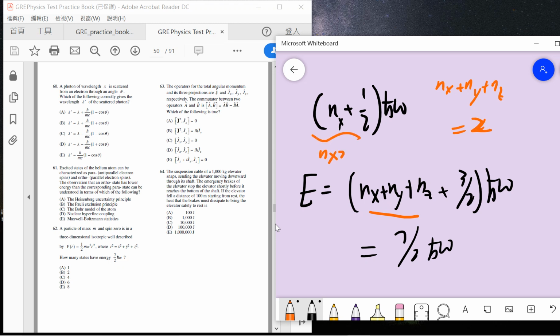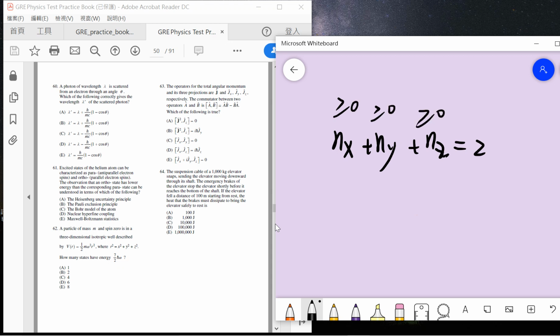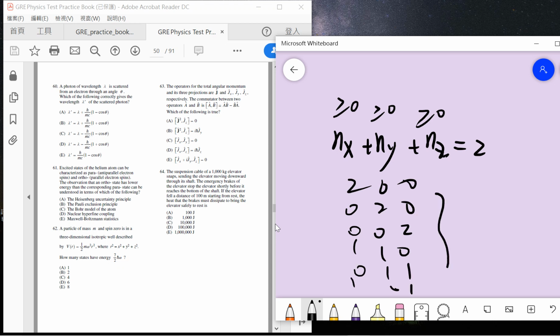And the n's need to be greater than or equal to 0. So all we need to solve is how many nx plus ny plus nz equal to 2 there are, with each larger than or equal to 0. So basically, you can count it. There are 6 of them. So we choose D.